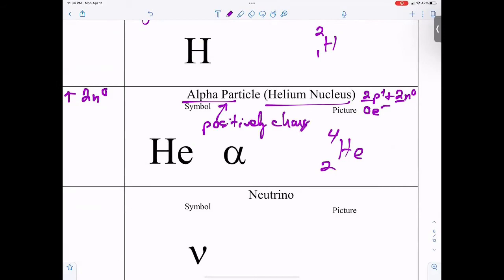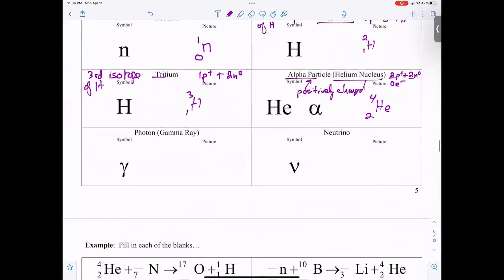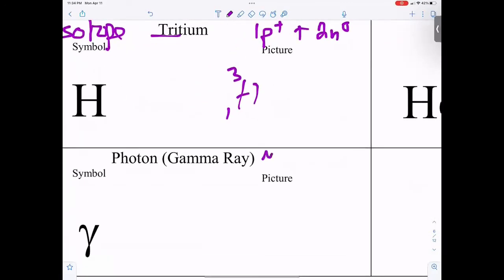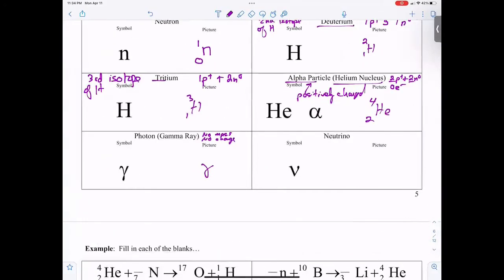That will make a difference when we talk about certain experiments that involve alpha particles. Okay, photon, like a gamma ray photon. Well, a gamma ray photon essentially has no mass and no charge. It just has a lot of energy to it. So essentially, it's just going to be gamma. Sometimes I've seen gamma with 0, 0, but honestly, you don't really need to write that. Just gamma by itself will be fine.